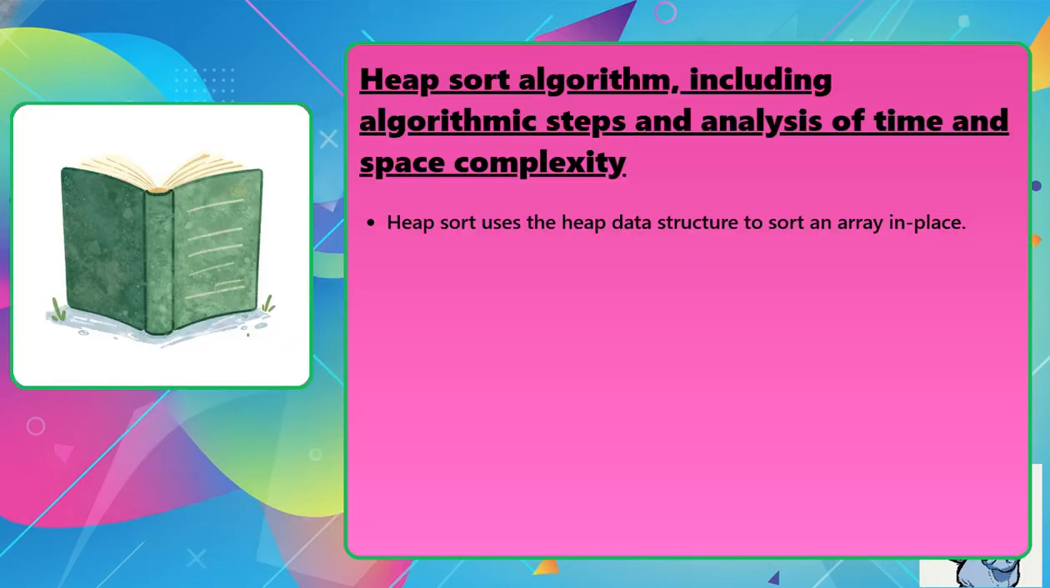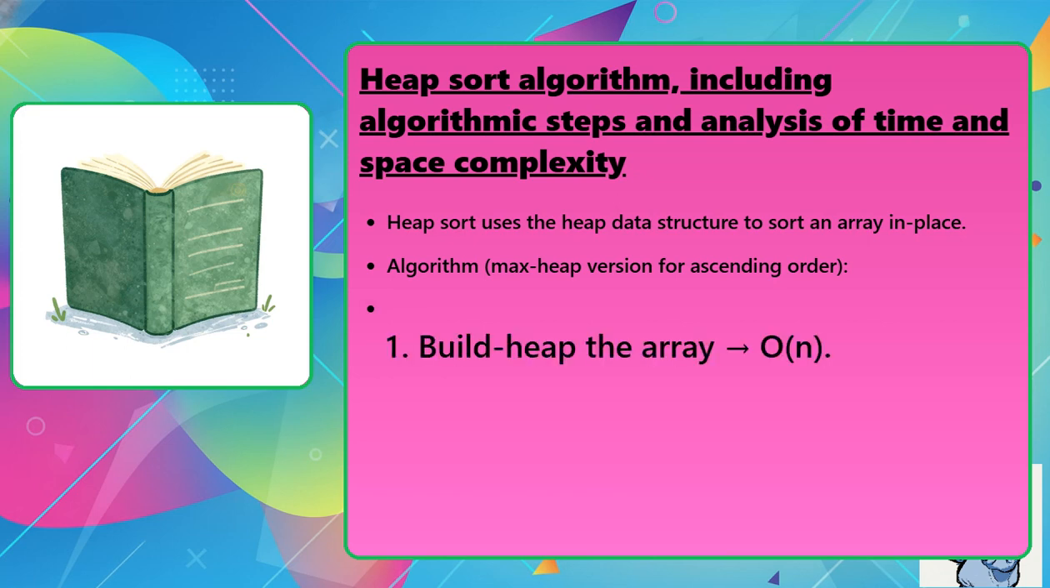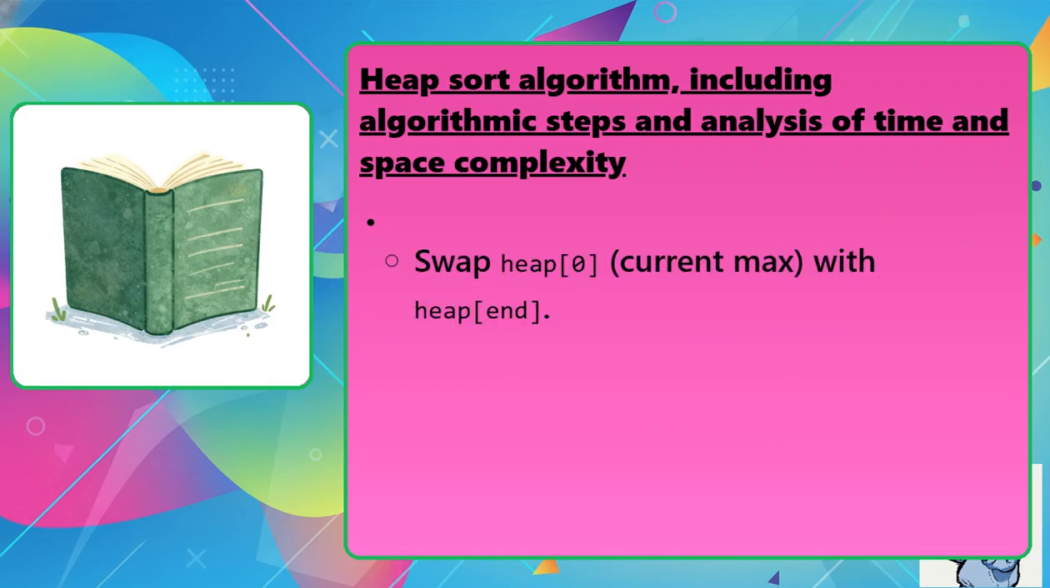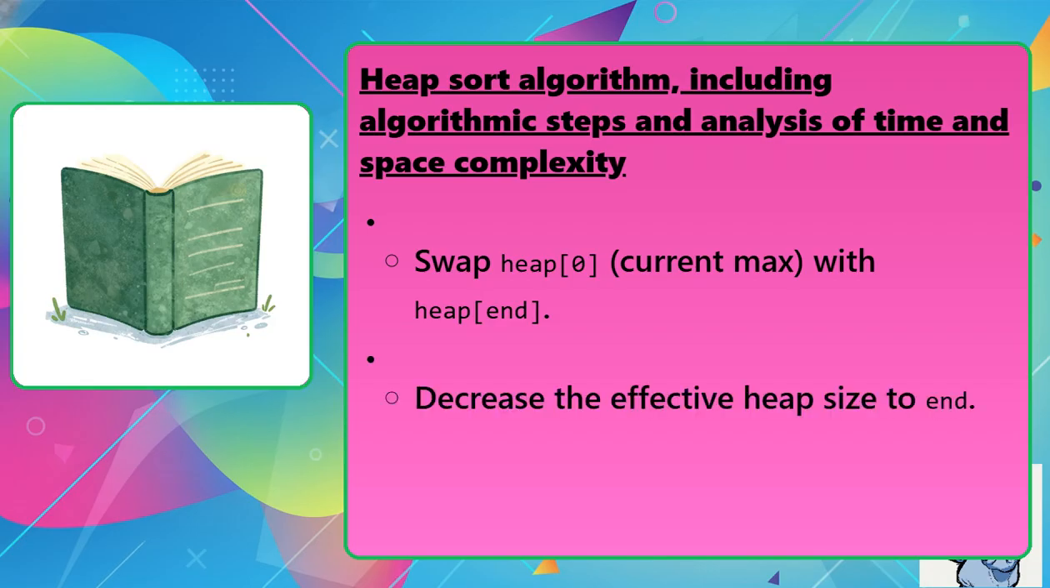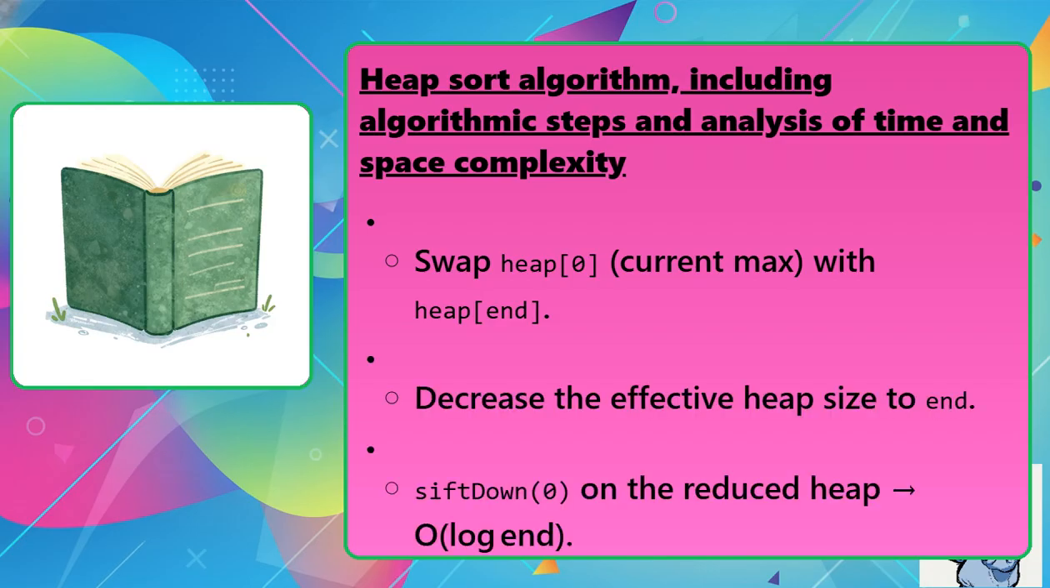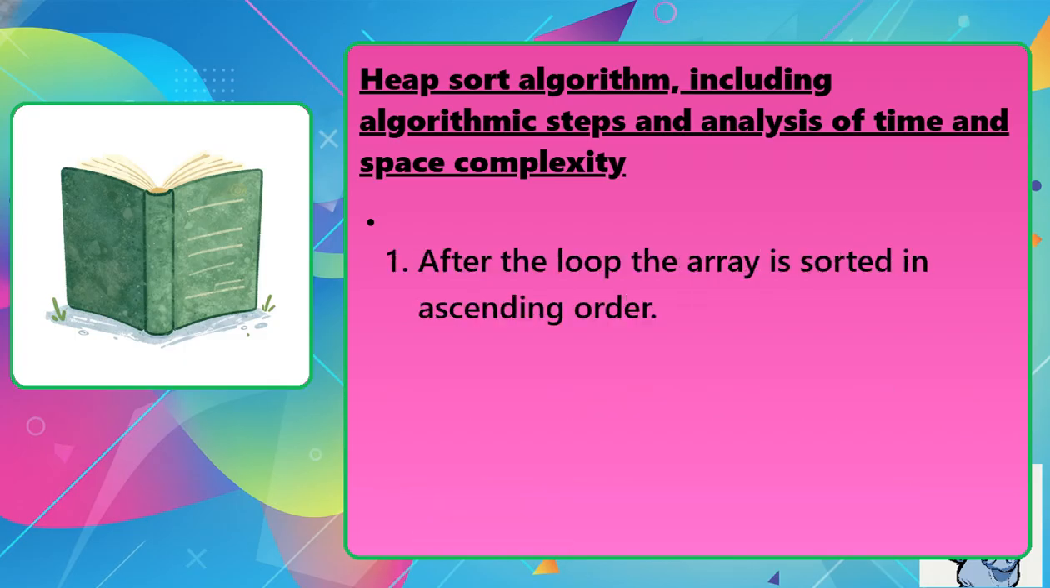Heap sort uses the heap data structure to sort an array in place. Algorithm, max heap version for ascending order. Step 1. Build the heap from the array, which is O(n). Step 2. For end equals n minus 1 down to 1: swap heap[0], the current max, with heap[end]. Decrease the effective heap size to end. Sift down 0 on the reduced heap, which is O(log end). Step 3. After the loop, the array is sorted in ascending order.